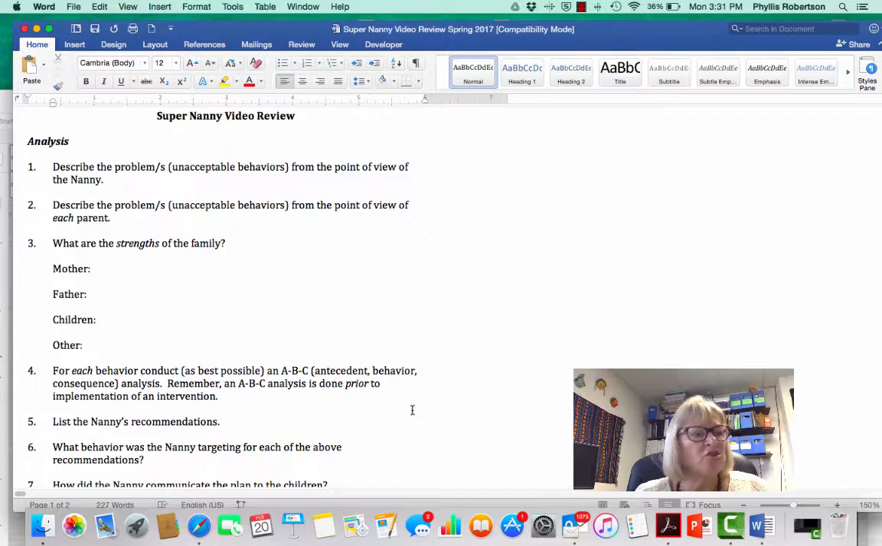Sometimes the video doesn't show you exactly what the antecedent or exactly what the consequence was for each of the behaviors that they highlight in the video. If that's the case, that's fine. Just put in your chart, not observed. Okay, and I'll know what that means.